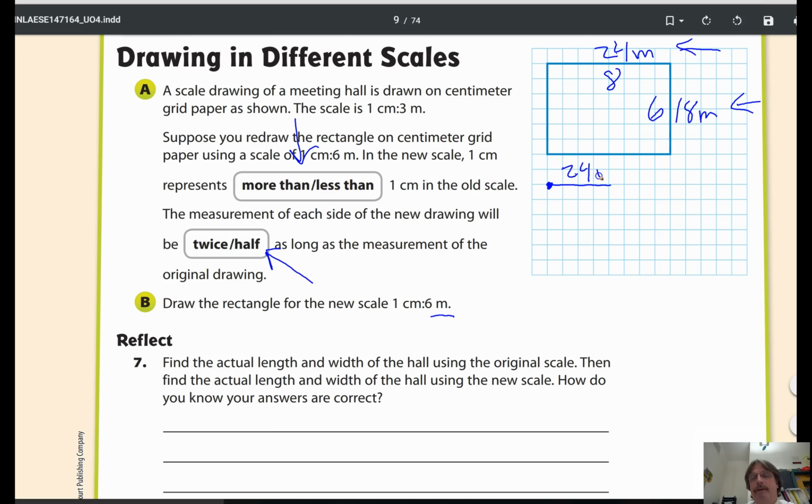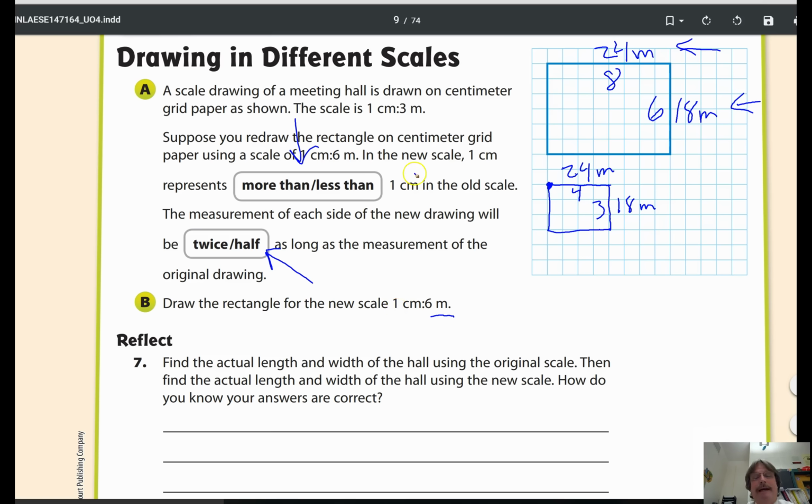Let me write that up there. Now, again, skip count. 6, 12, 18. So that's going to be 3. So then I just finished drawing that off. 18 meters. Okay. So this is now going to be 1, 2, 3, 4. And this is 1, 2, 3. So that's the new rectangle.